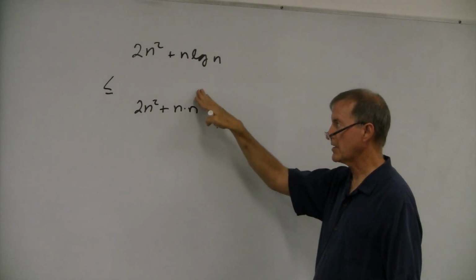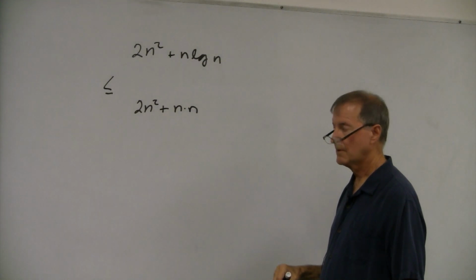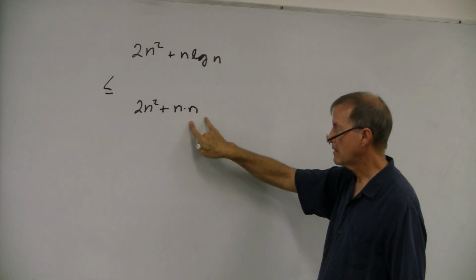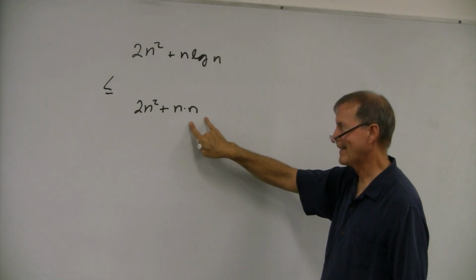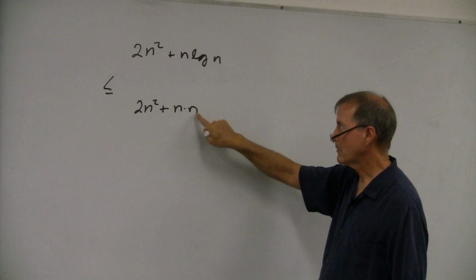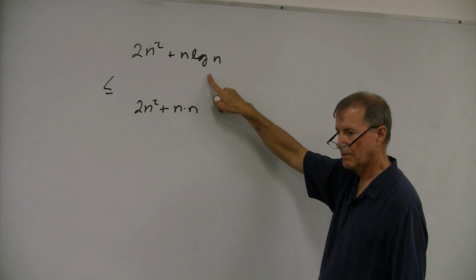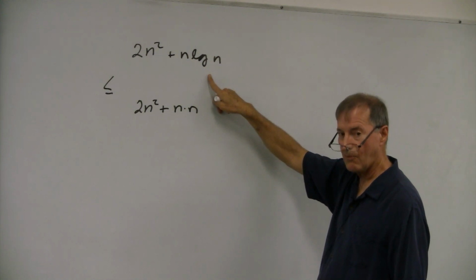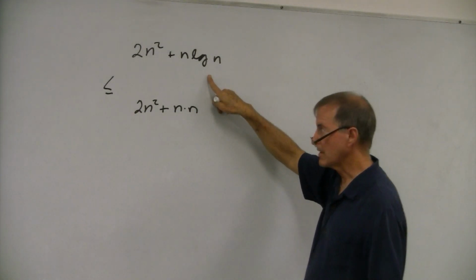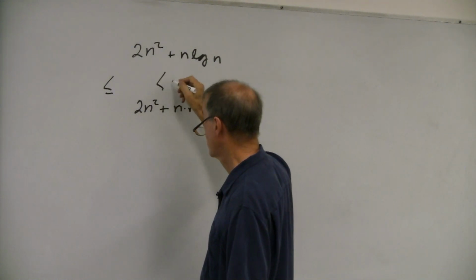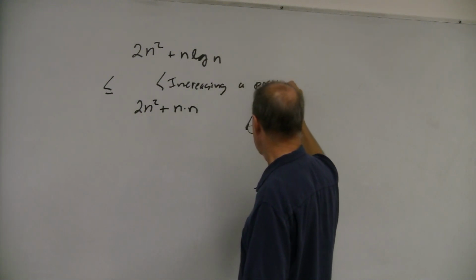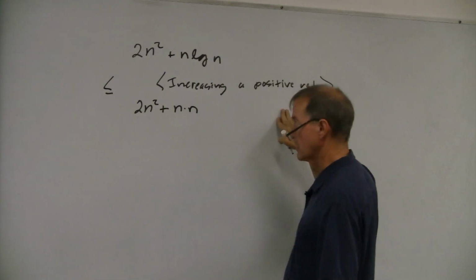So what are we doing? What's the justification here? Replace log n with n, provided that log n has to be what? Less than or equal to n. Yeah, n has to be greater than log n. Replacing log n with something that's greater than n. So when is n greater than log n? For all of them. Is it always? This one is always. Do you remember that graph? So increasing a positive value. No restriction on n here.